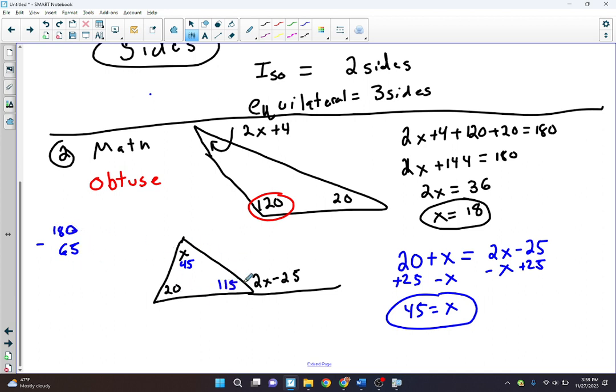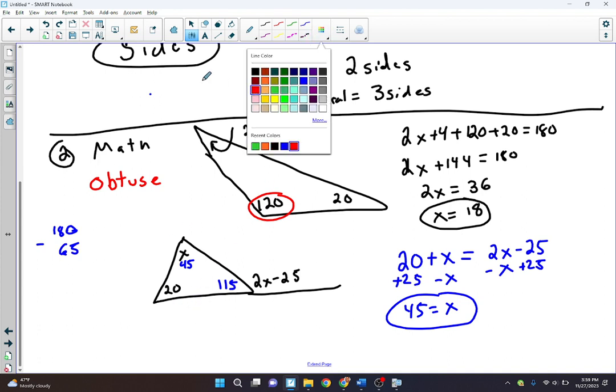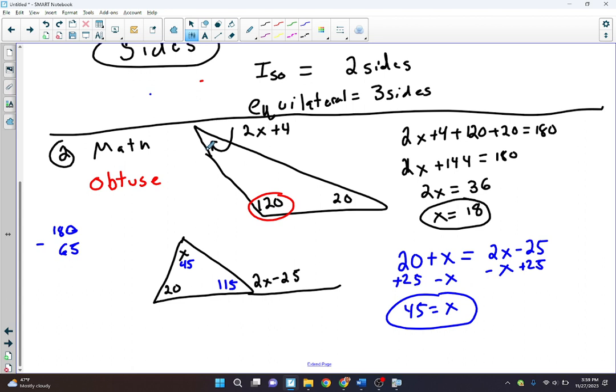So what type of triangle is this? By the angles, it's a regular triangle. Because this angle is obtuse, it's an obtuse triangle. So you've got to base it off the numbers, not the drawing. I plugged in 45 for x. So this one's 45. If this is 20 and this is 45, this has to be the leftover.